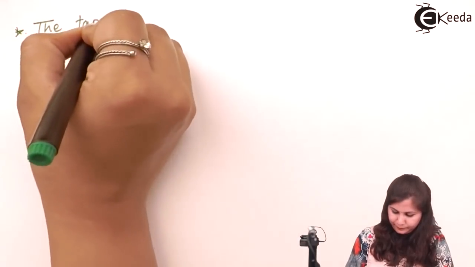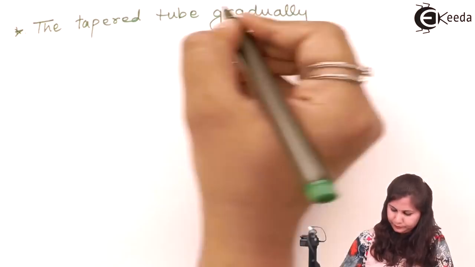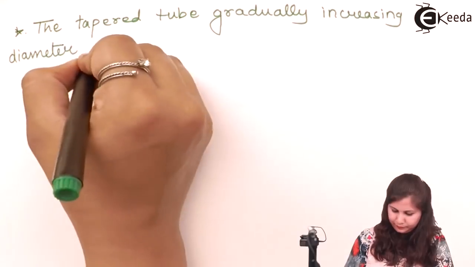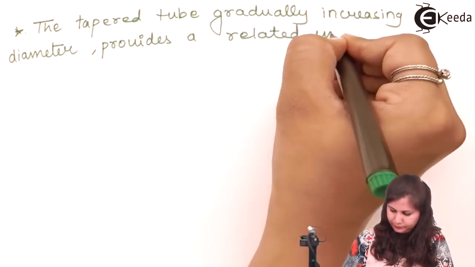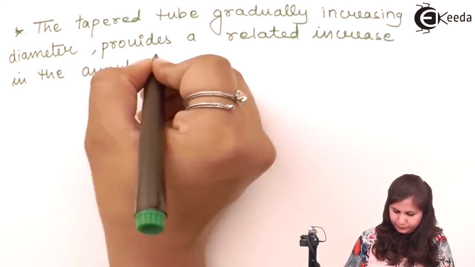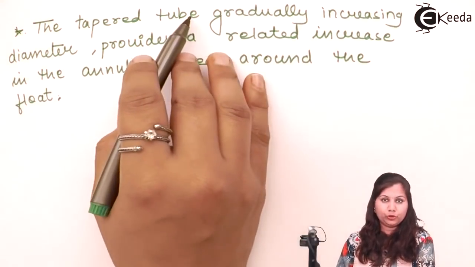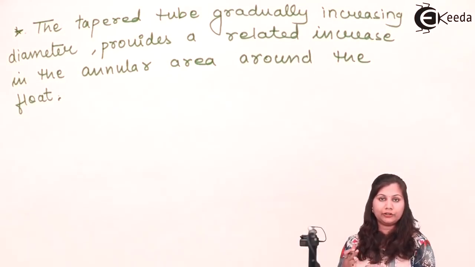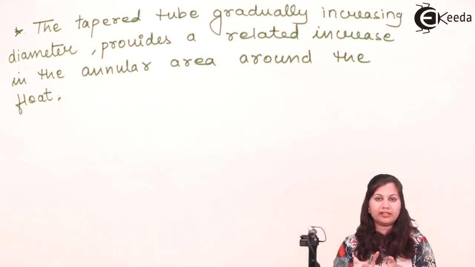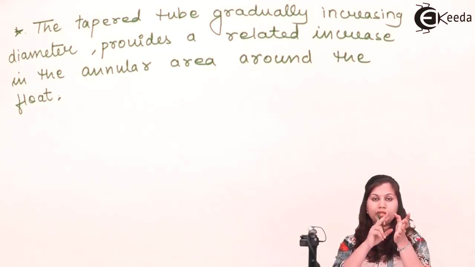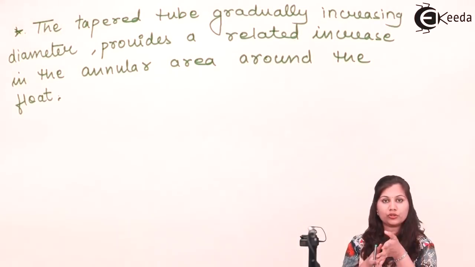rotameters. Now let's derive the equation through which we can measure the flow rate and through which we can get that the change in cross-sectional area is proportional to the flow rate. So as in the rotameter a tapered tube is used, we have seen the shape of the tapered tube, that in that tube the cross-sectional area or its diameter is increasing gradually. So due to the increase in the diameter of the tube, the annular area around the float is also increasing.